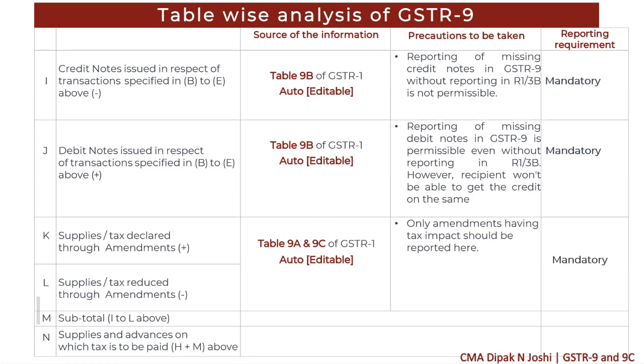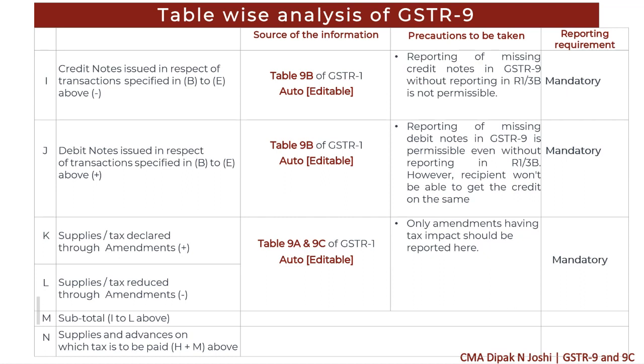Then next is table 4I, which is related to the credit note issued in respect of transactions specified in B to E. Right. So in that case, this information will come from table 9B. Again, auto-populated information, but you can edit that information. One should take appropriate care here. Reporting of a missing credit note in GSTR 9 without reporting the same in GSTR 1 and 3B is not permissible. Many times we have seen that people directly incorporate credit notes in GSTR 9.